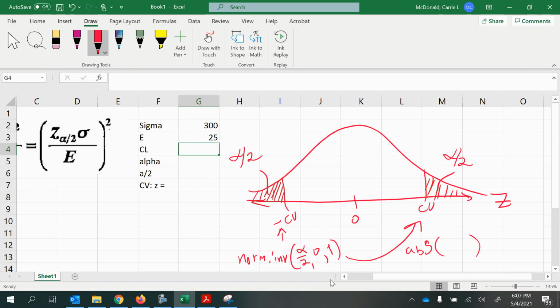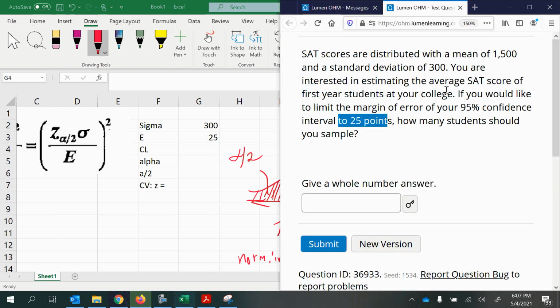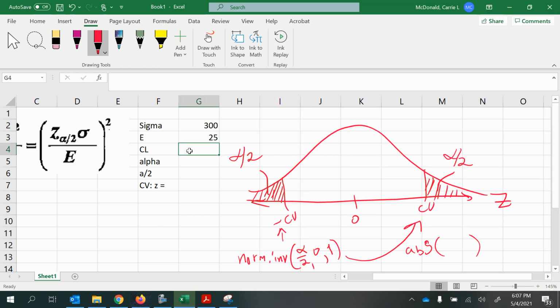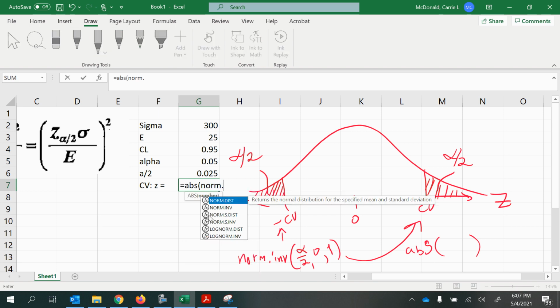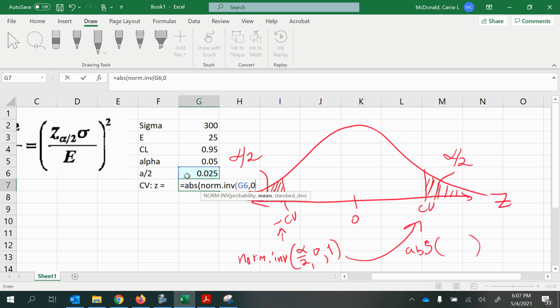right? So our confidence level is given in the problem as 95%. Okay, so I'm going to put that as 0.95. Alpha is 1 minus 0.95. And half of it, when you split it up, will give me the left tail area. And then I'm going to do absolute value of NORM.INV on my alpha half with a mean of 0 and a standard deviation of 1. Okay, so now we have all the parts for our formula.